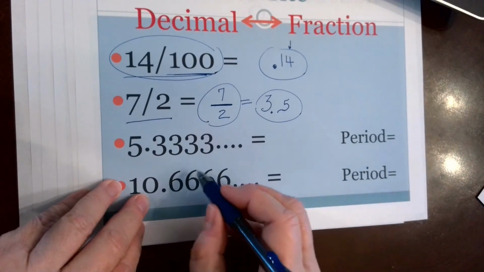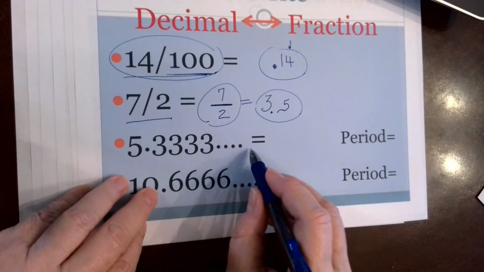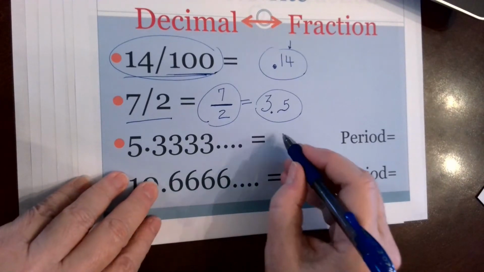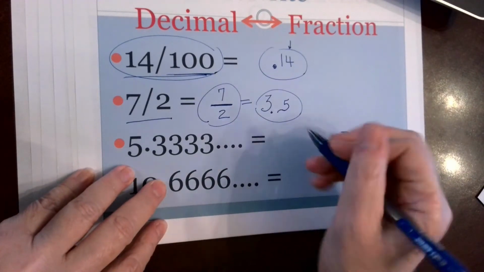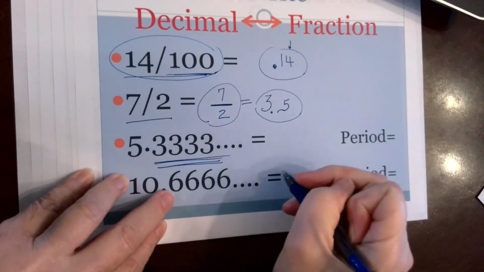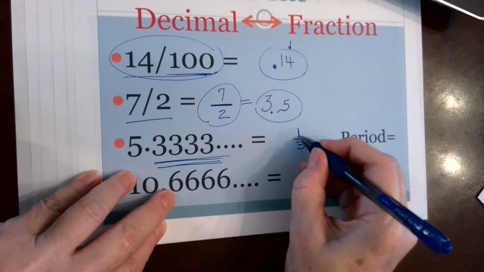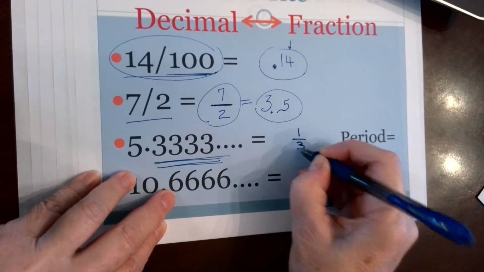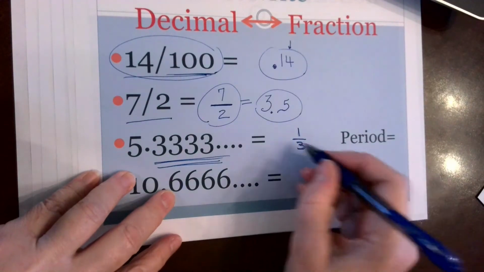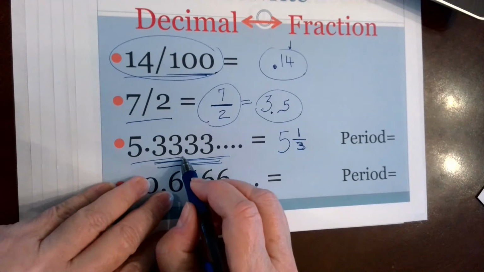What if you have a repeating decimal, 5.33333 forever? That's what the ... means. Well, you could memorize that 0.3 repeating means a third. Try it on your calculator. 1 divided by 3 is 0.3 repeating. So this is actually 5 1/3.